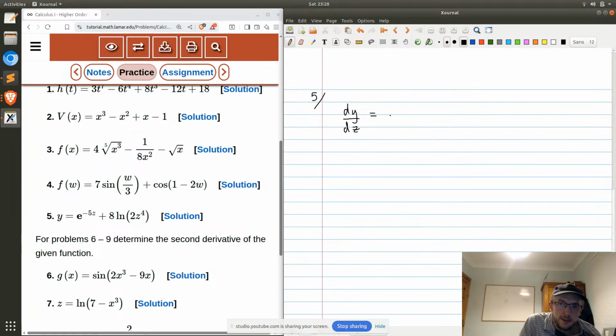So let's see. Minus 5e to the minus 5z. And a chain. We have a chain here. d by dx of ln x is 1 over x. And so it's 1 over the function. d by dx of ln of f is f prime over f. Something like that. So, what's the prime of that?